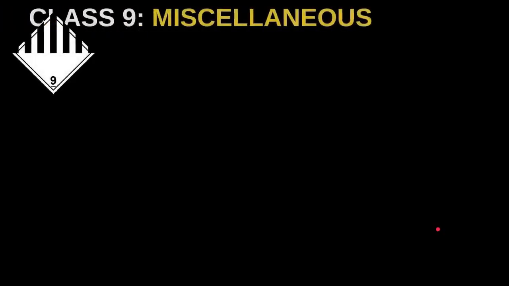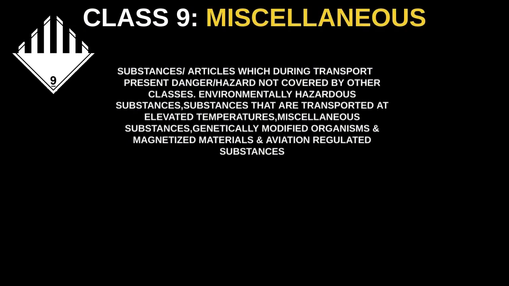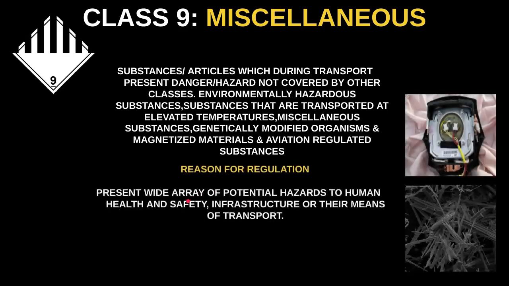Class 9 are miscellaneous substances. Class 9 substances or articles present dangers not covered by the other classes. These include environmentally hazardous materials, genetically modified organisms, magnetized substances, and aviation-regulated substances. What is the reason for this regulation? While these substances may not fit neatly into another class, they can still pose risks to human health, safety, infrastructure, or the environment during transport.